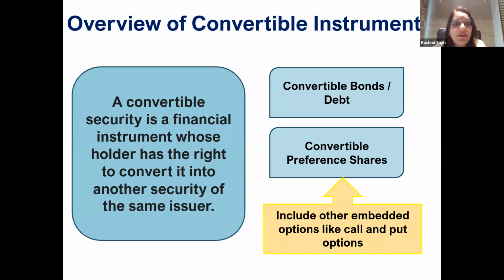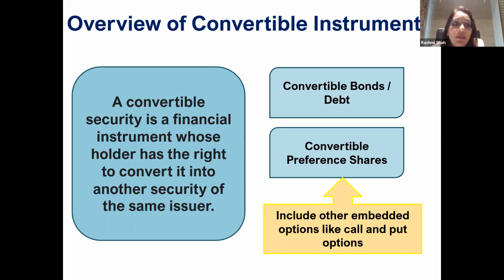As an issuer, what are the benefits? The benefits are that they are able to offer convertibles at a lower coupon because there is an upside also involved. So then there is a reduction in interest cost. And also because of the conversion feature, the overall debt level is reduced. But of course, there is an effect of dilution when the conversion happens.